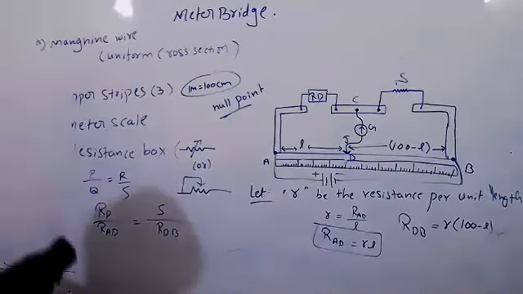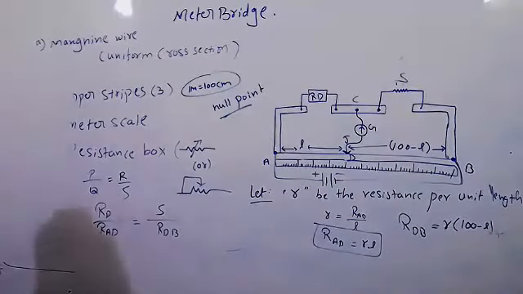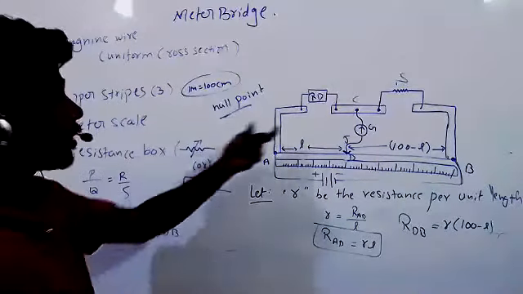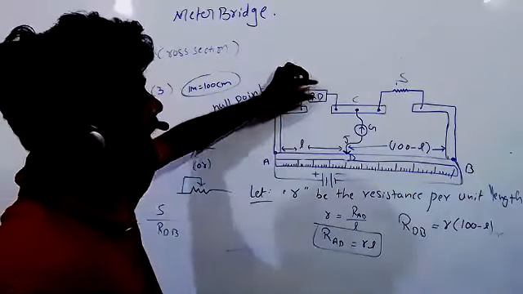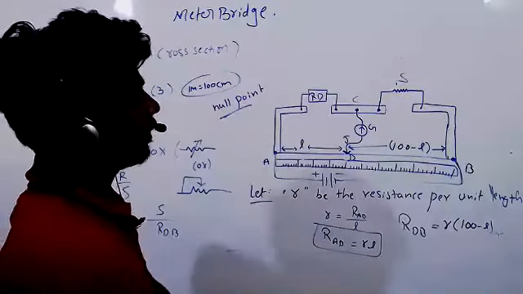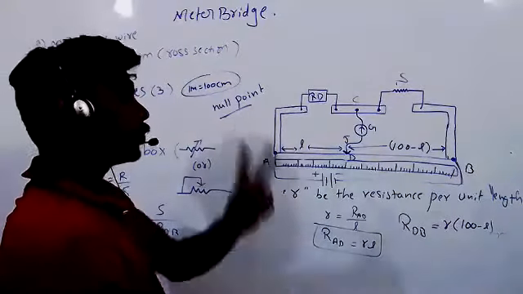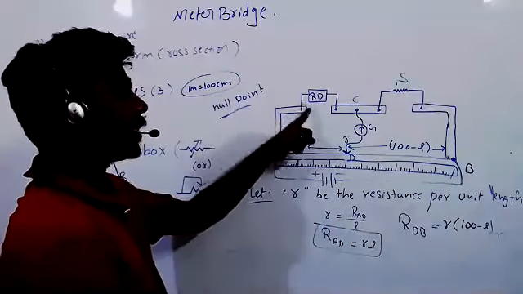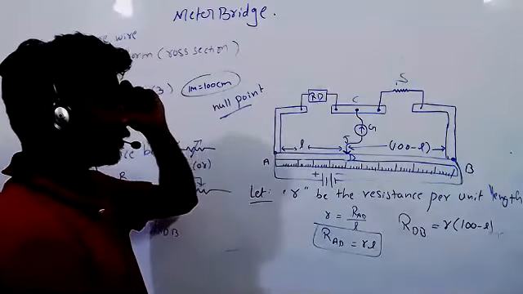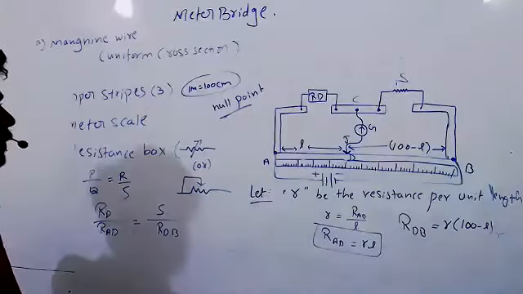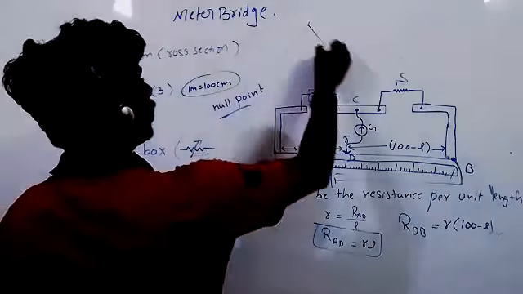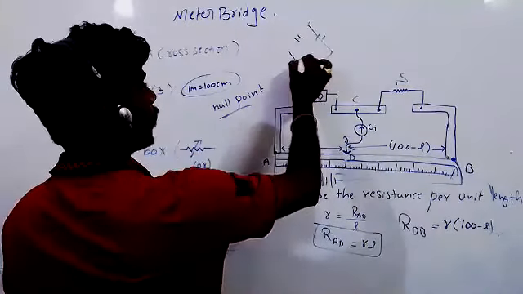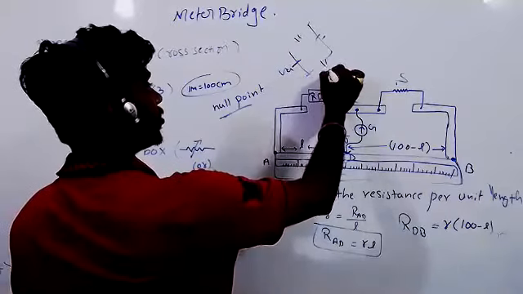Sir, can you repeat what R is in that diagram? R is nothing but a resistance box, which means we can adjust it. It is a variable resistance. Previously, we know two known resistances, one unknown resistance and one variable resistance. In the Wheatstone bridge, how many resistors are there? 4 resistors. 2 are known, 1 is variable, 1 is unknown.